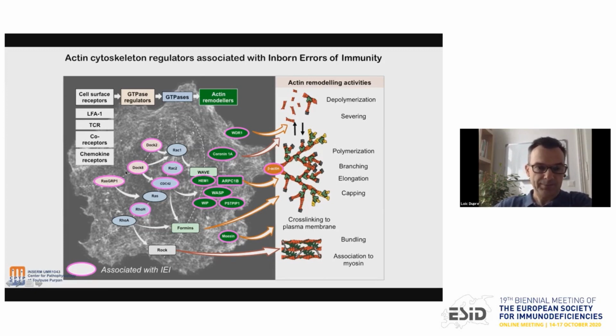So they encompass upstream regulators of Rho GTPases, such as some of the DOCK GEFs. Mutations have been described also in Rho GTPases themselves, as well as in multiple actin regulators. For example, WDR1, which drives the severing of actin filaments, the well-known Wiskott-Aldrich syndrome protein, its interacting protein WIP, more recently described HEM1 molecule, part of the WAVE complex. And all those molecules here are actually converging in activating the Arp2/3 complex, which drives actin polymerization via branching activity.